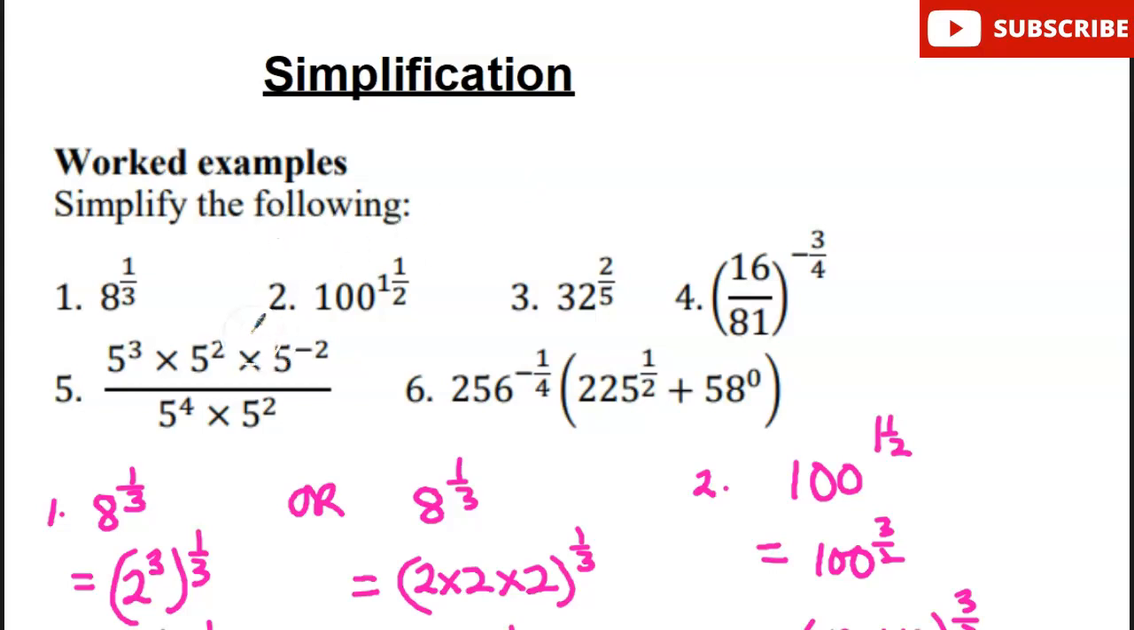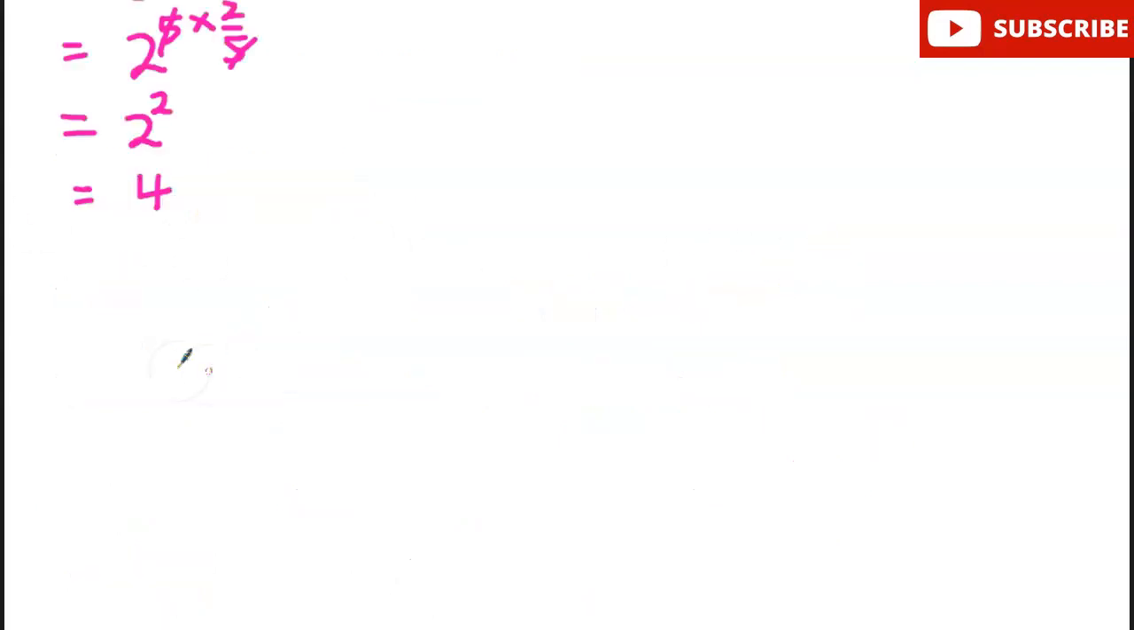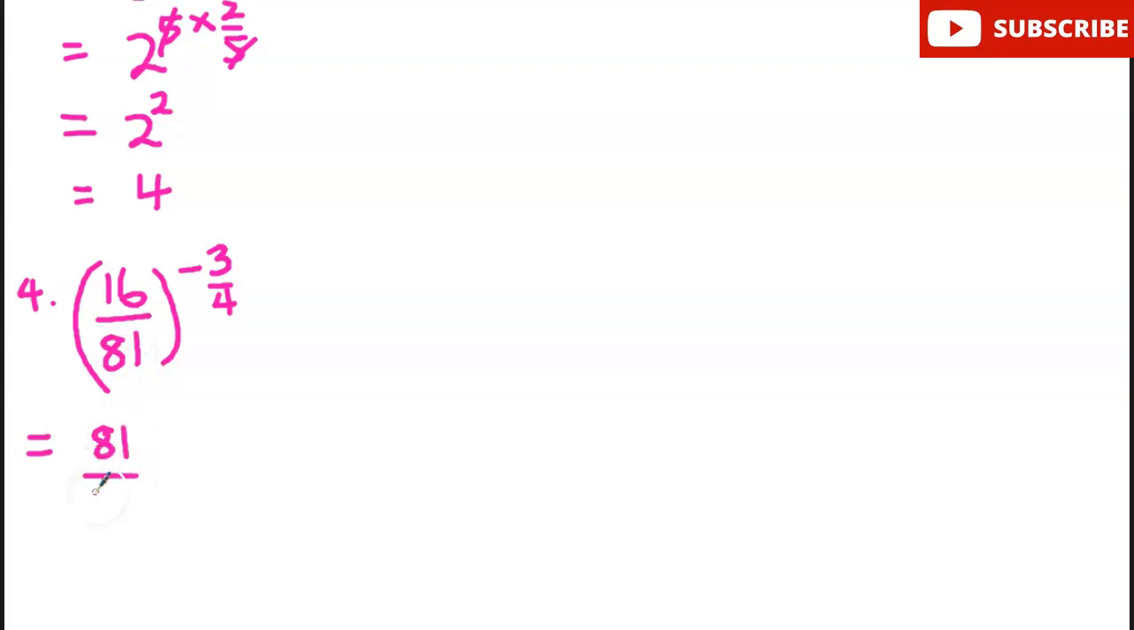Now the next one is 16 over 81, all raised to the power minus 3 on 4. Okay. Now 16 over 81, if you want to get rid of this minus, according to one of the rules, we interchange the 81 and the 16. So you have 81 over 16, all raised to the power 3 on 4. Go back to the rules and you will see what I'm talking about.